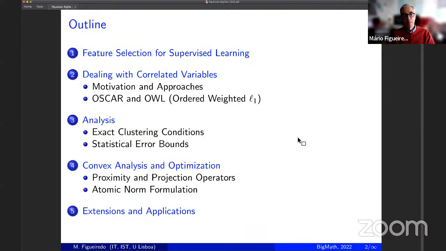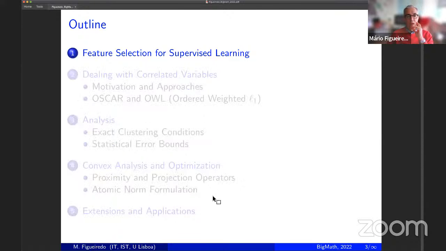So I'll begin by briefly talking about feature selection for supervised learning, how to deal with correlated variables, what we mean by correlated variables exactly, and why they are problematic or may be problematic. Then I'll talk a little bit about the ways that we studied to address these problems. I'll talk a little bit about analysis, things that can be shown about these ways of regularizing. Actually, I'll skip one of these two because it becomes a bit messy. And then I'll talk a bit also about optimization aspects, because when we have a new regularizer, we need to be sure that we can deal with it in terms of optimization. And if time permits, in the end, I'll talk a little bit about some more recent extensions and applications for this.